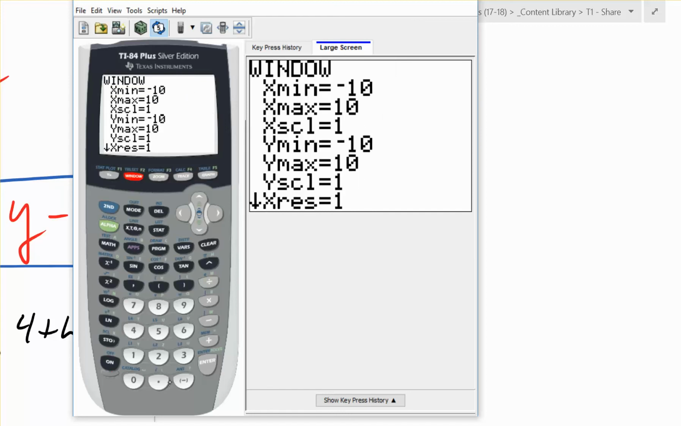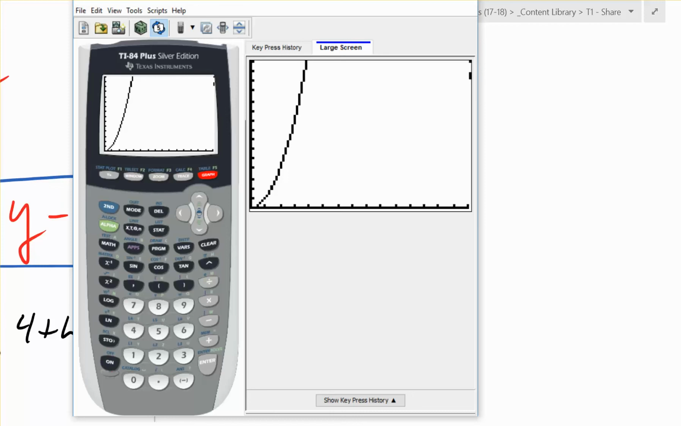Let's go from 0 to an x max of 15, and let's go from a y min of 0 to 15. So we're really just looking at the first quadrant here. So let's keep the scale to 1, but the y max to 15. So when we graph this, it's just the first quadrant.